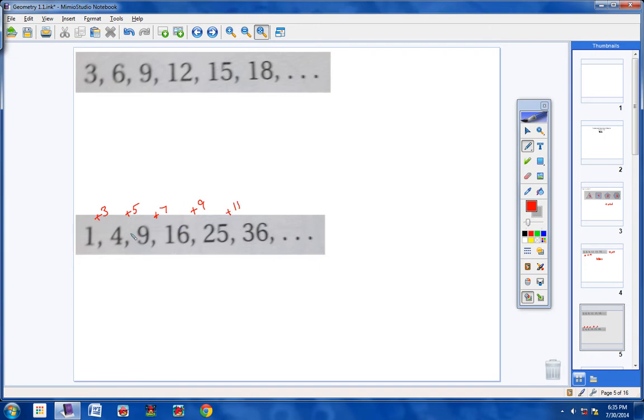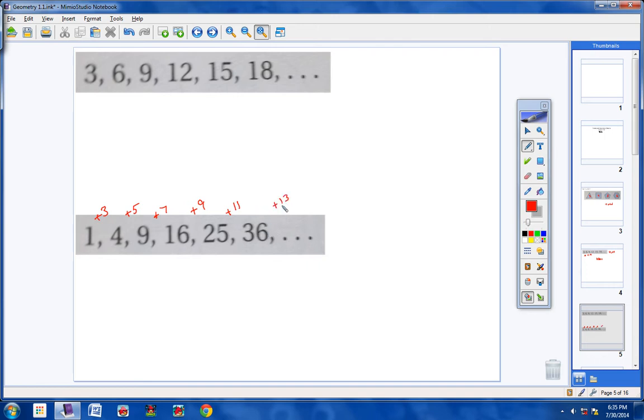Do you see that? So look at the pattern. You added 3, then you added 5, then you added 7, then you added 9, then you added 11. Do you see the pattern? You're adding odd numbers starting with 3. So you added 3, the next odd number is 5, the next odd number is 7, the next odd number is 9, the next odd number is 11.